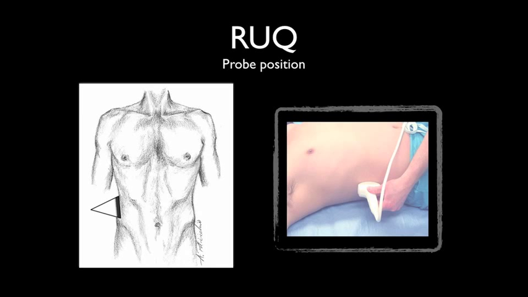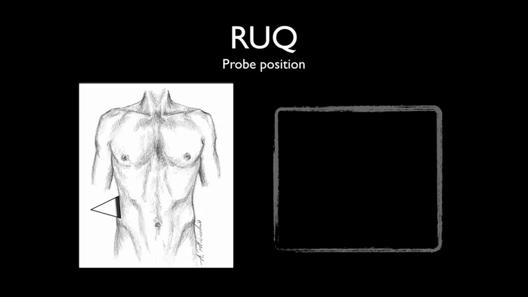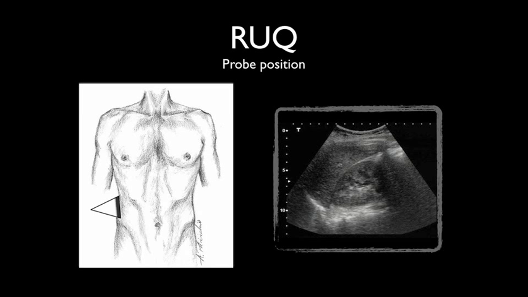Next, let's move the probe to the patient's right posterior axillary line between intercostal space 10 and 11. You should see the following image. The right upper quadrant, also known as the hepatorenal or Morrison's pouch view, is the most helpful to detect the presence of free fluid in a supine patient.